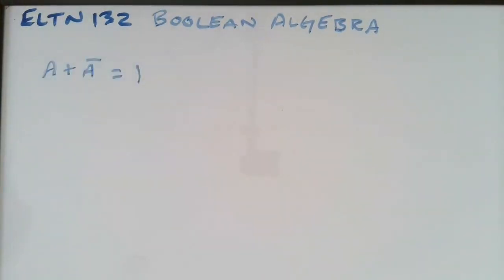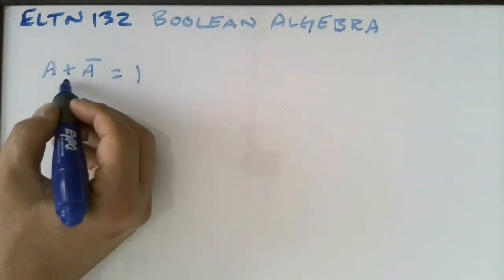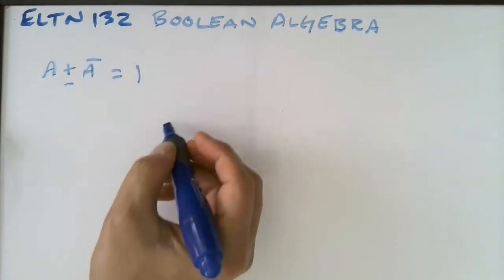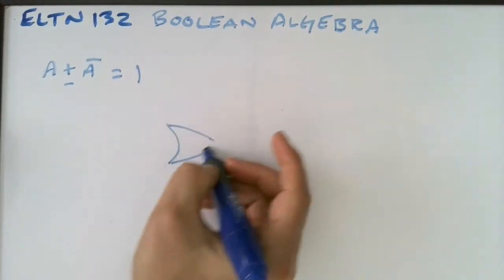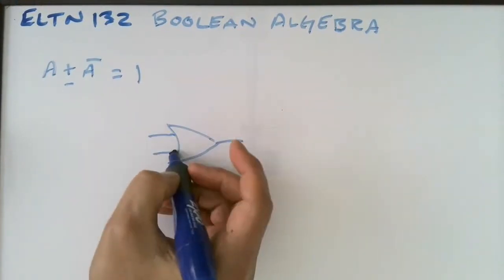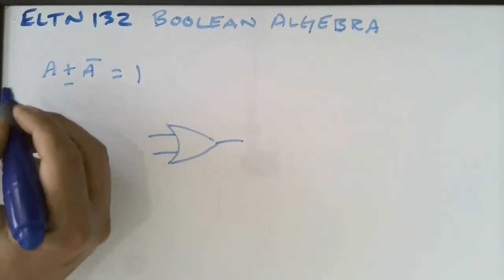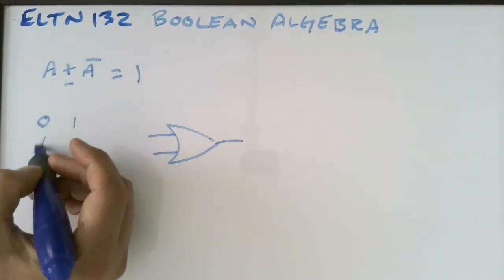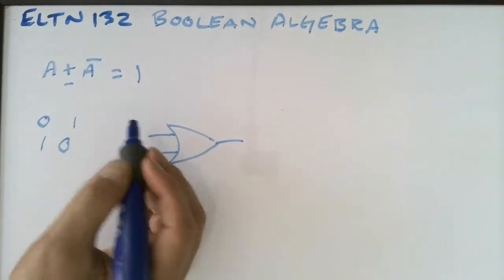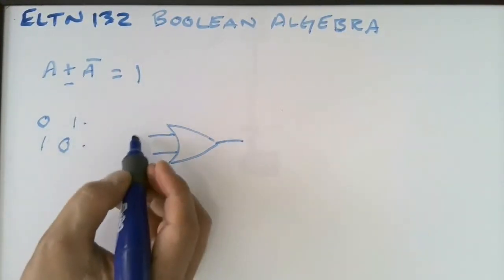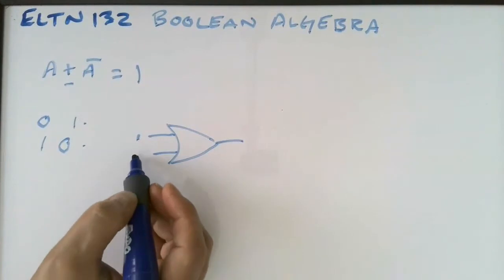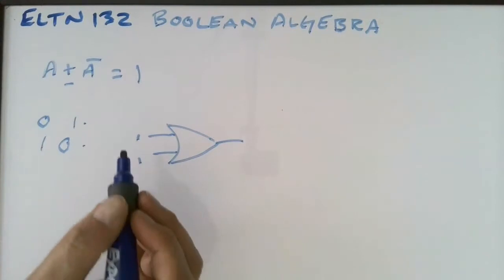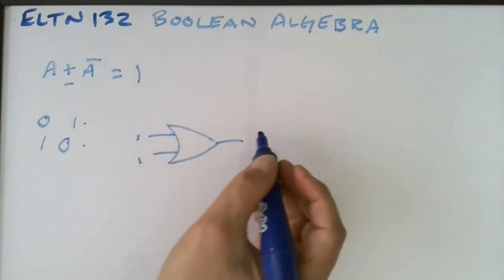Okay, let's take a look at another example here. Here we have A or A naught equals 1. Again, because that plus symbol represents ORing, we can draw this as an OR gate. And we have two inputs. But in this case, what it's really going to mean is that if A is 0, A naught is 1. Or if A is 1, A naught is 0. And in either of these situations, one of these inputs, either the top input or the bottom input, is going to be a 1, no matter what. So again, what that does is it forces it to be a 1 in that case.